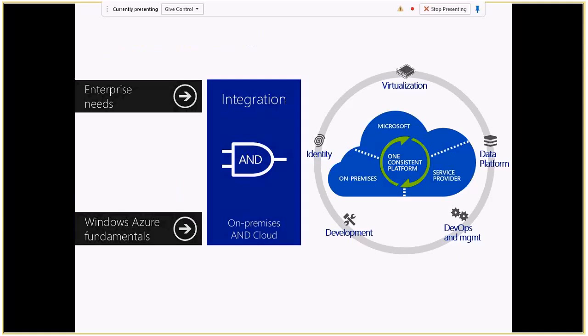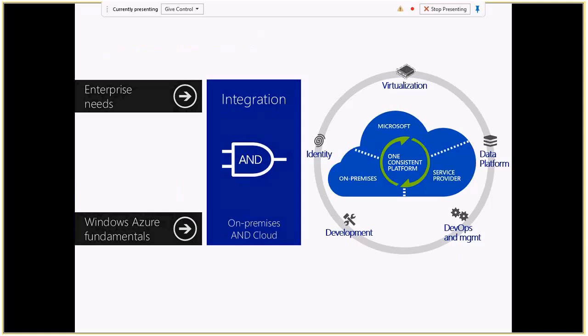So from a virtualization layer, that would be Hyper-V. So everything that's running in Windows Azure is Hyper-V. When we take a look at identity, that's Active Directory. You can look at running Active Directory in Windows Azure or having Active Directory running on-premise. From a development standpoint, I'll talk through that on the next slide, but it is all .NET, or you can also look at using other platforms like Java and PHP within that.